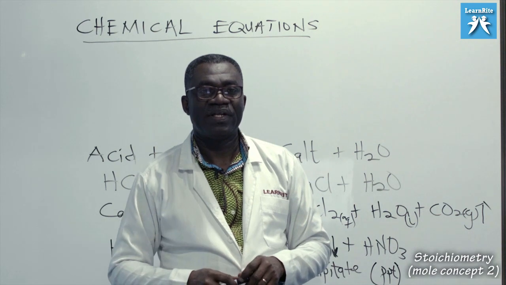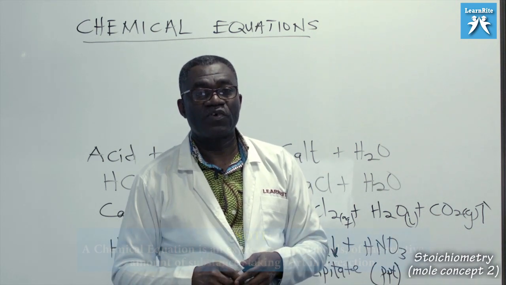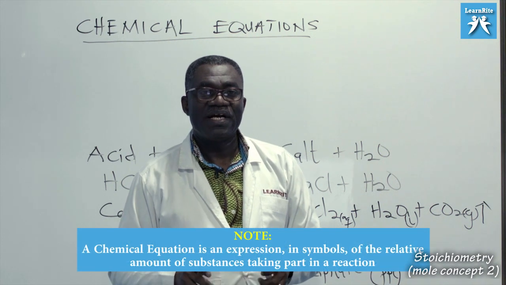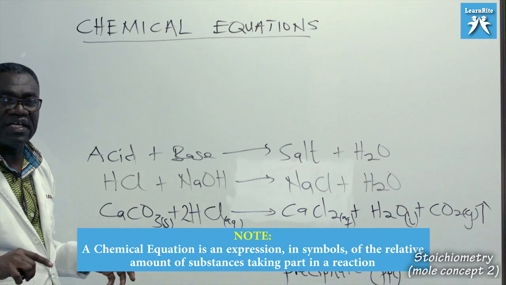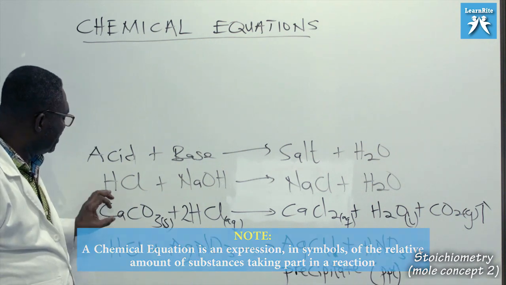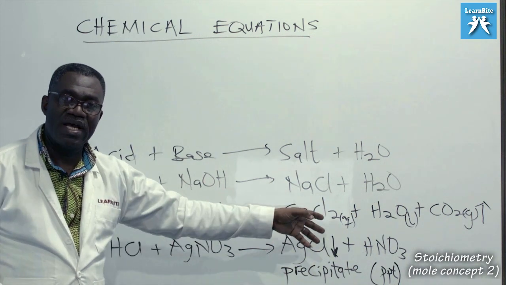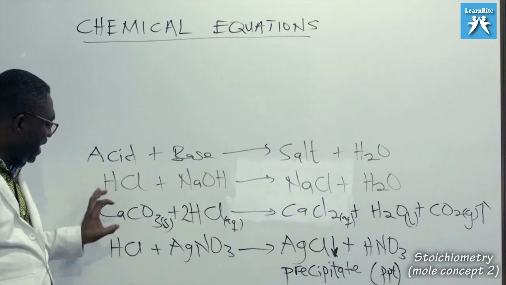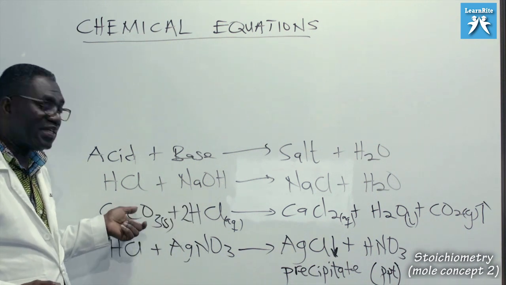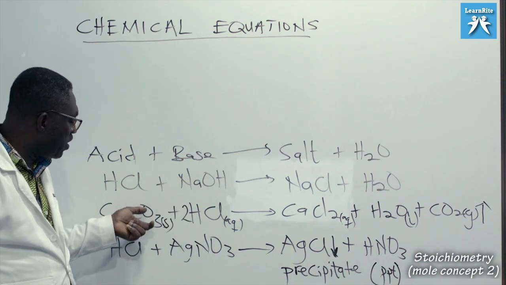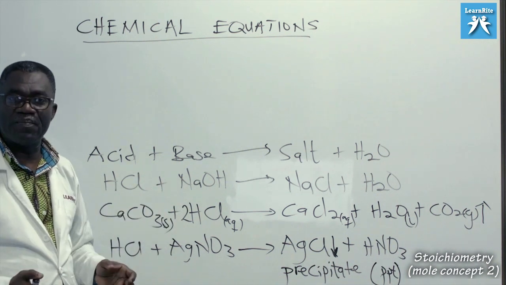Think about it. A chemical equation, of course, can be said to be an expression in symbols of the relative amount of substances taking part in a reaction. The whole thing is an expression, but in what form? They are in symbols. Calcium representing calcium, carbon representing carbon here, oxygen representing oxygen. When you write all of them together, this whole thing is called calcium carbonate.